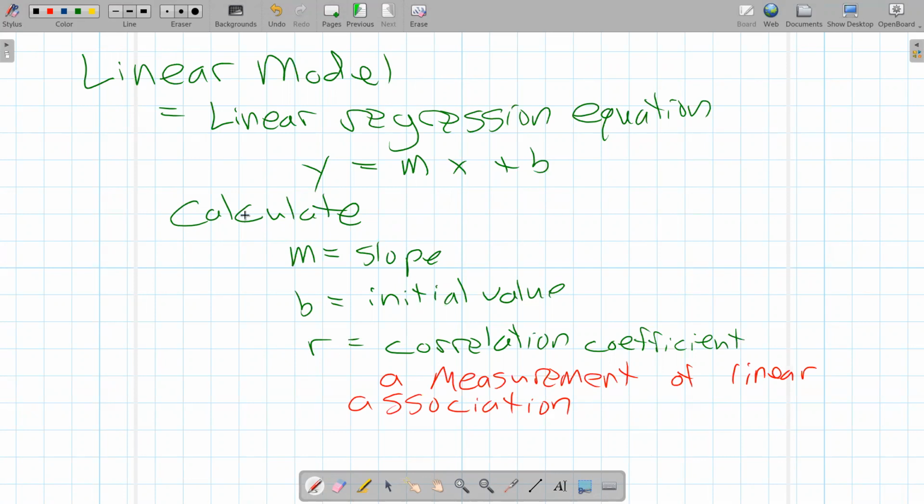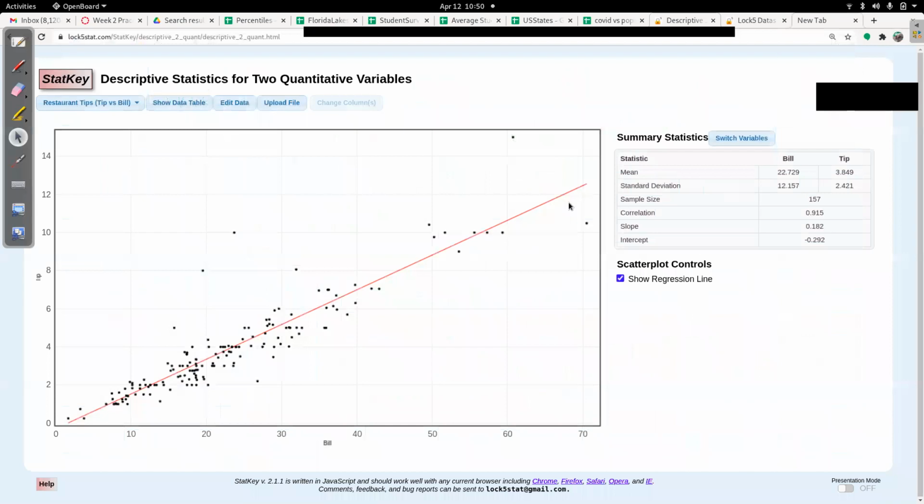Okay. So what I'm pointing out now is there's three things that we calculate when we run a linear model. One, we want the slope. Two, we want the y-intercept. And three, we want to know what R is. And so if I look back at StatKey, I'll show you how to do this in the spreadsheet in the next part here. It gives me the correlation, that's my R. It gives me the slope and it gives me the y-intercept.